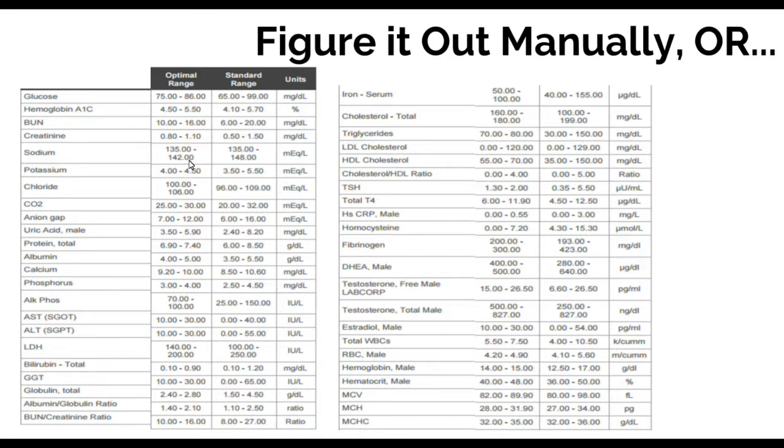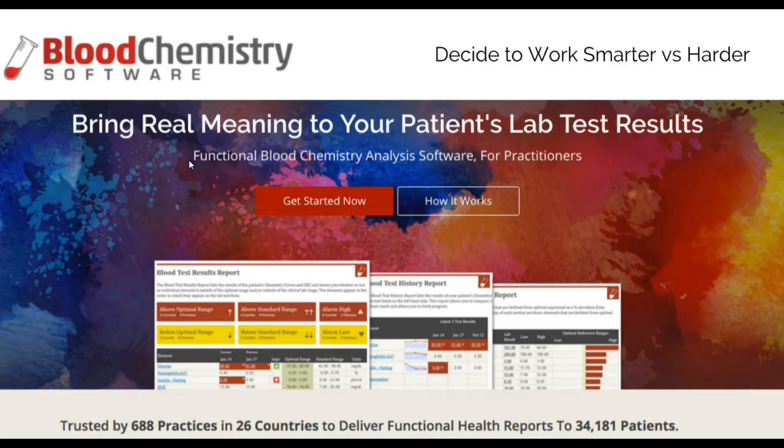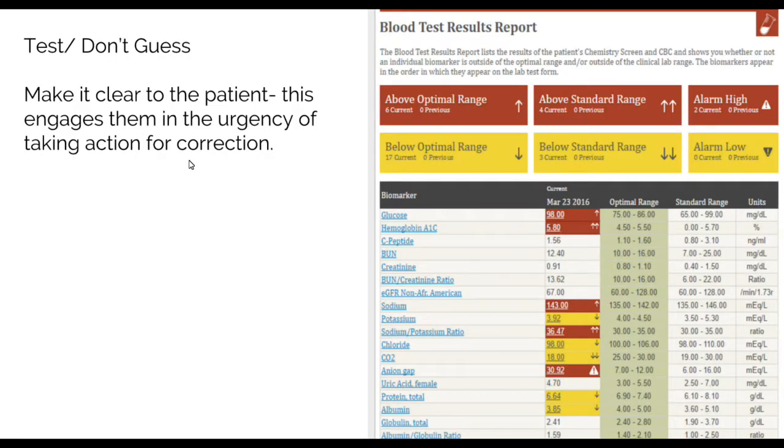So you could figure it out manually, or you can work smarter versus harder, which I've chosen to do, and many of my clients have chosen to do. They use the blood chemistry software. Dr. Weatherby has made this phenomenal software. It has over 10 different incredible reports that give you, the provider, a great amount of flexibility in how you want to communicate with your patient. Of course, at the most foundational level, we see the functional ranges. We see standard, we see functional.